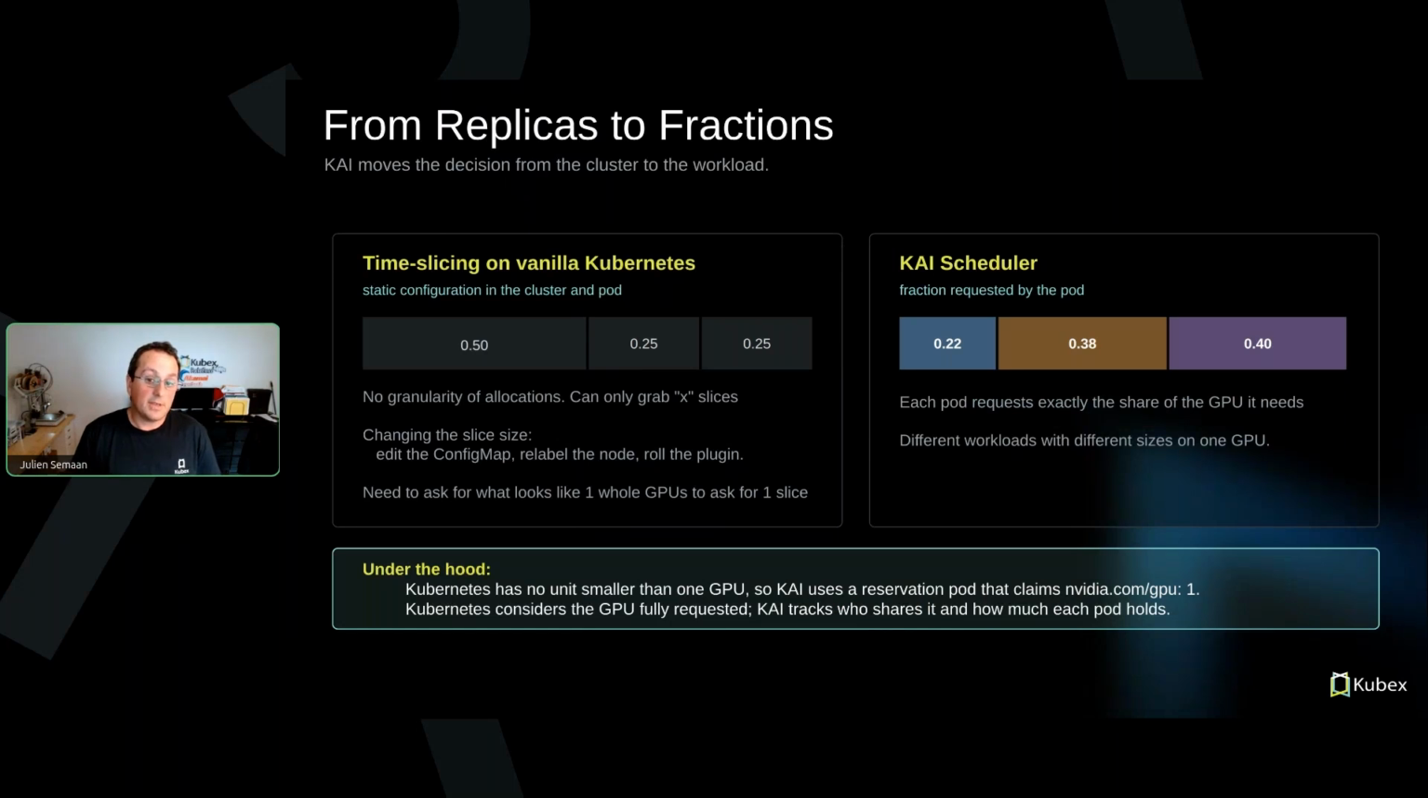Now, one important caveat is that this fraction is an allocation and scheduling unit. It doesn't automatically guarantee the same percentage of compute. Flexible allocation is useful, but we still need something to enforce the boundary at runtime. And that's what we'll look into on the next slide.